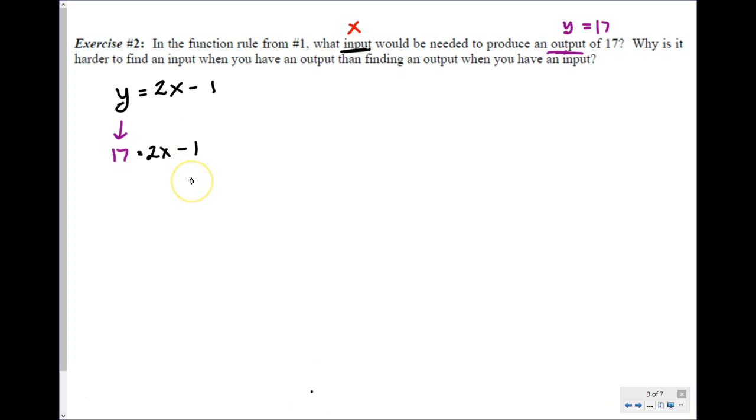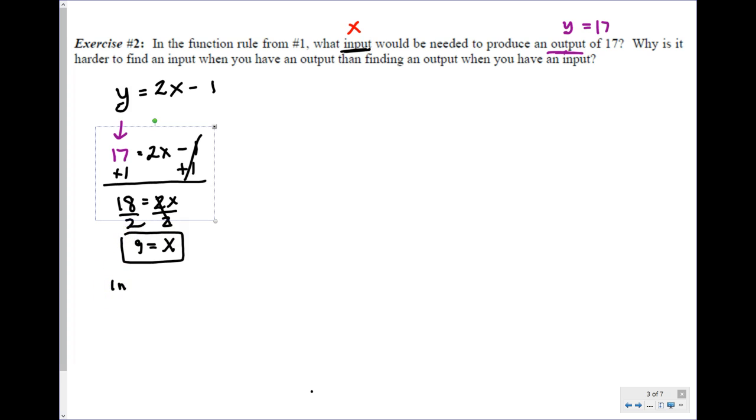Okay. This is a little bit tricky because now I have to do some solving equations. I can't just plug it in and calculate. So I've got to add 1 to both sides. The 1's cancel out. 17 plus 1 is 18. Bring down my 2x. Divide both sides by 2. And I get that x equals 9. So my input is 9 if I want an output of 17.